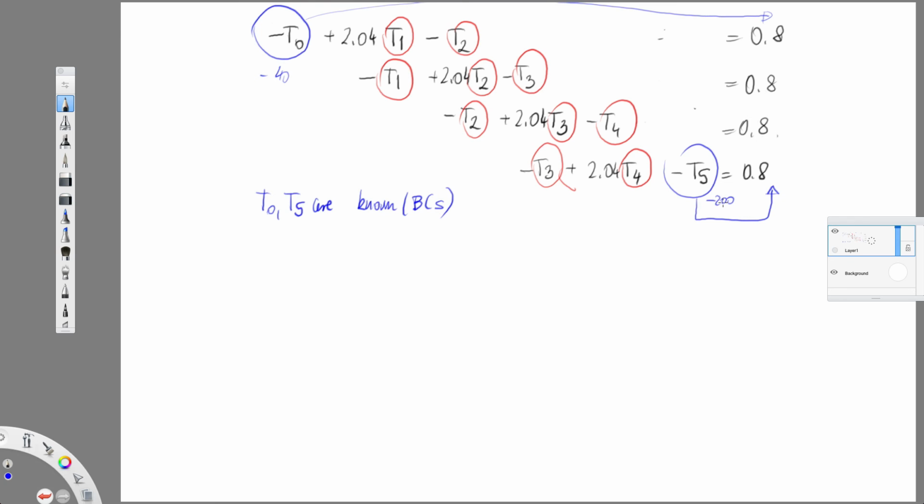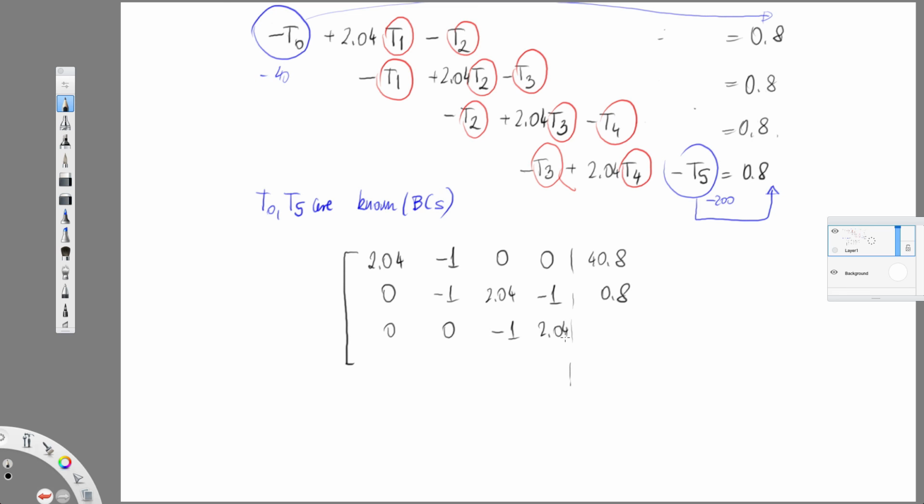So I'm not going to rewrite the system. I'm actually just going to rewrite it in matrix form. So my system is 2.04, minus 1, 0, 0. And on the right-hand side, I'm going to have 0.8 plus 40, so it's 40.8. And then I'm going to have 0, minus 1, 2.04, minus 1, and 0.8. 0, 0, minus 1, 2.04.